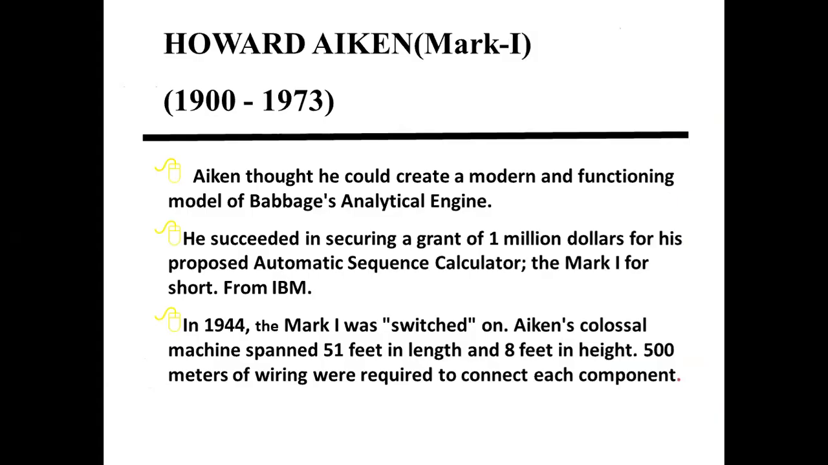Next we have Howard Aiken Mark I, 1900 to 1973. Aiken thought he could create a modern and functioning model of Babbage's analytical engine. First, the analytical and difference engine was invented by Babbage. After that, lots of modifications and improvements were made by multiple inventors. He succeeded in securing a grant of $1 million for his proposal. It means the inventor got a grant of $1 million for working on the analytical engine.